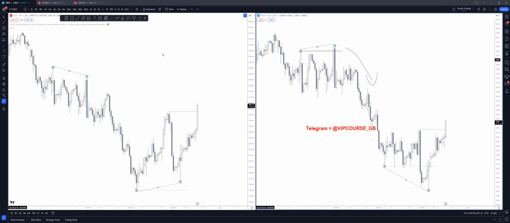Well, because these are USD pairings, right? These are both USD pairings. They're the same market. They're correlated like this, right?